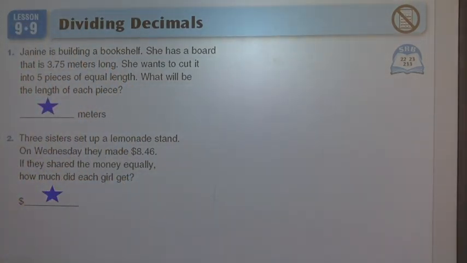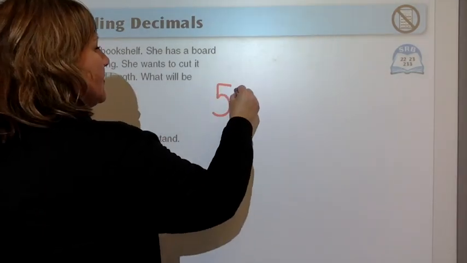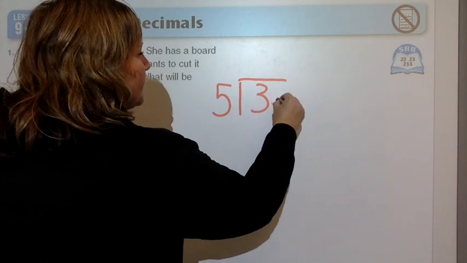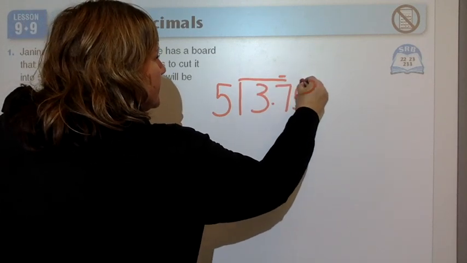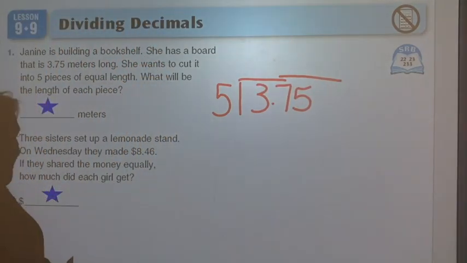We are going to divide 3.75 divided by 5. So please get this set up on your board. Let me check my camera to make sure that you can see this. Yep, looks good.